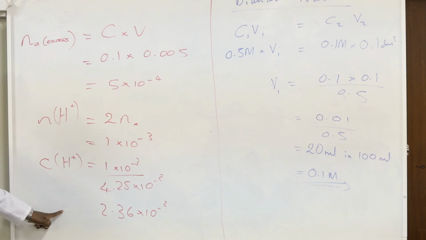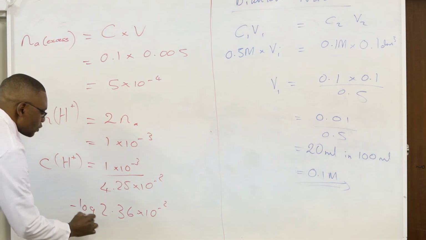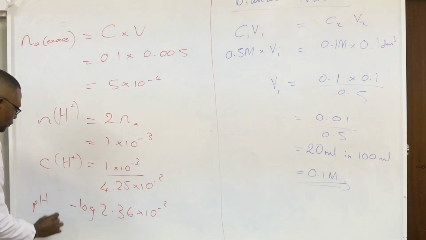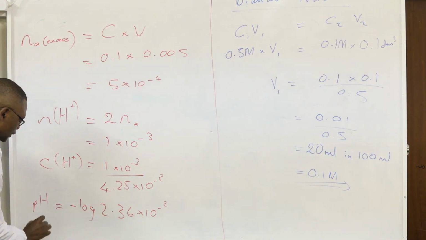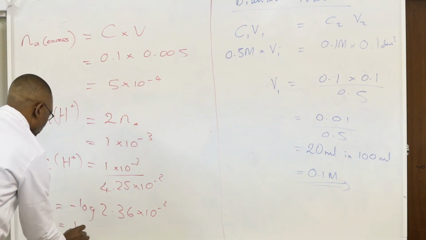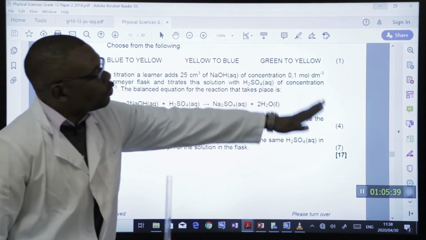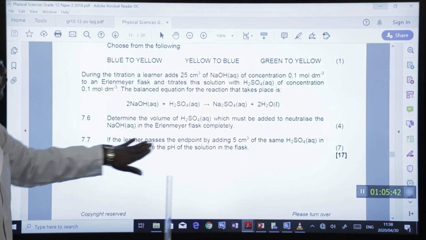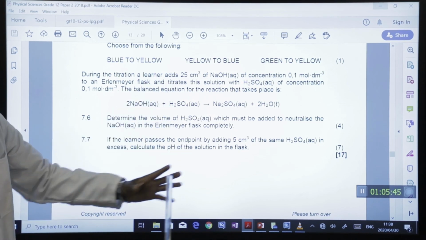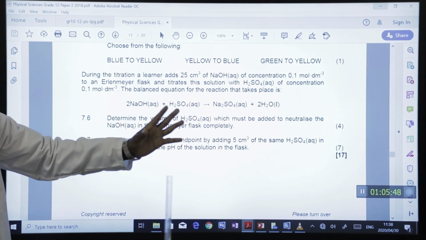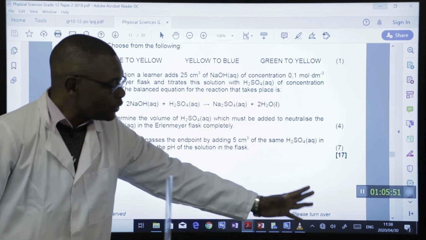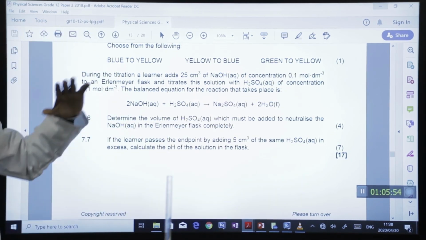We want to find the pH. So pH is equal to minus log the concentration of H plus ion. So if we say minus log of this, it will give you the pH is equal to 1.63. Okay. So you will see that depending on your approach and understanding of the information you have here, you can carry out a simple and direct calculation. And for this, boys and girls, you can get 7 marks for simply laying out your calculation step by step like that.